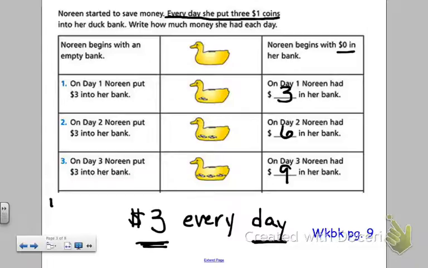So here we have this rate situation. We have day 1 where $3 was in there. Then we have day 2, now we have $6 in there. Day 3, now we have $9 in there. And you can see we can actually make a table showing these different rates, 1 to 3, 2 to 6, 3 to 9.